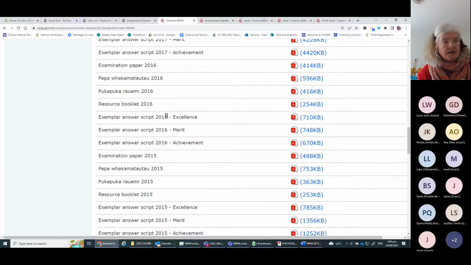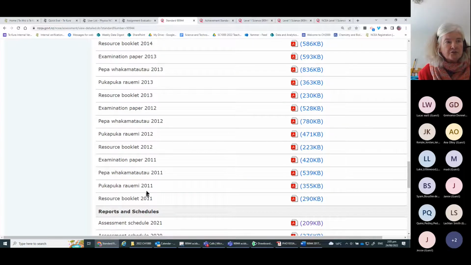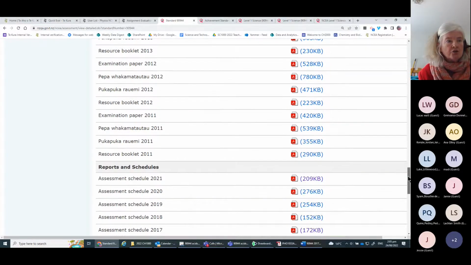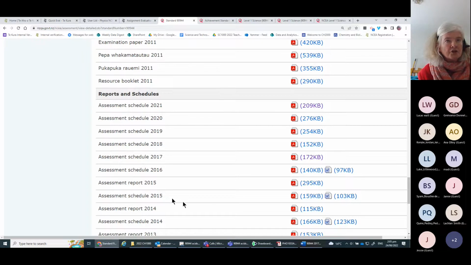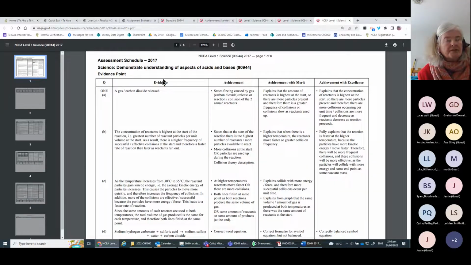Sometimes they give you real live examples of student work. So students that had sat, say, the 2016 exam, and this one got excellence, this one got merit, this one got achievement, if you want to see how the marking works. And if you scroll down further, then you get the assessment schedules. Sorry, that's the Te Reo Māori one. This is the assessment schedule. So if you're practicing, you can check to see what's an achievement, what's with merit, what's with excellence.